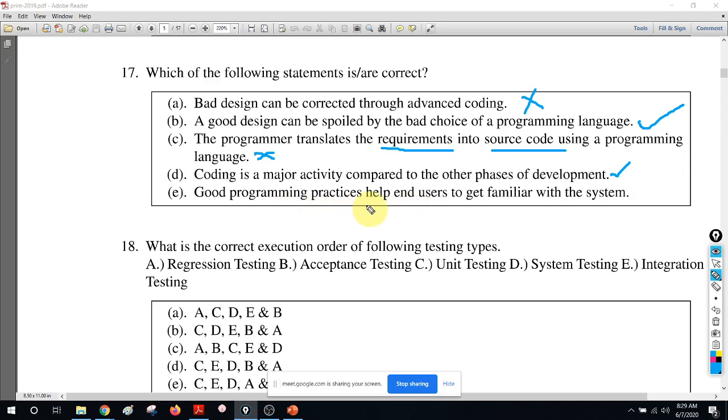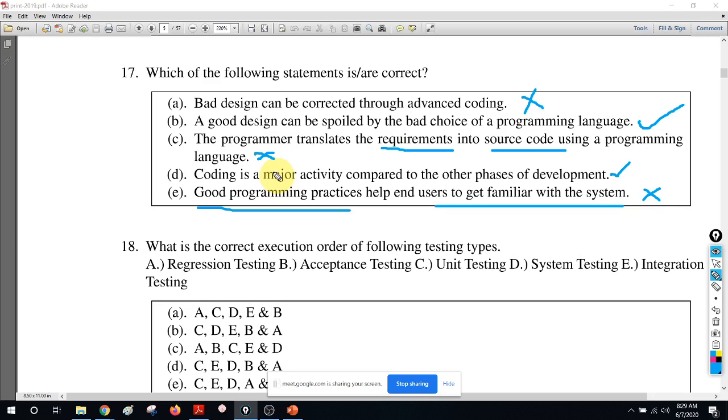Good programming practices help end users to get familiar with the system. So that is two different things, right? Good programming practices and users getting familiar with the systems are two different things. Those two are good things, but unrelated things. The first one is not going to help the other one. Those are independent things. So I will not go for that. So my answer is B and D. B and D. So I'm just checking the answer.